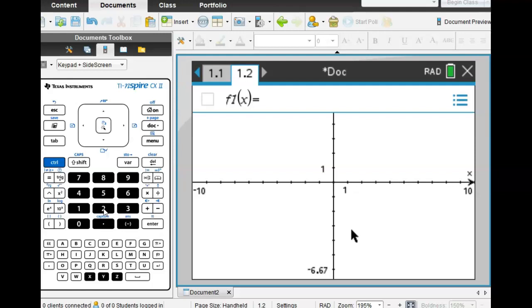All right, so in F1, we are going to put in the equation, except remember we can't use t's, we have to use x's. So we're going to use x, what?